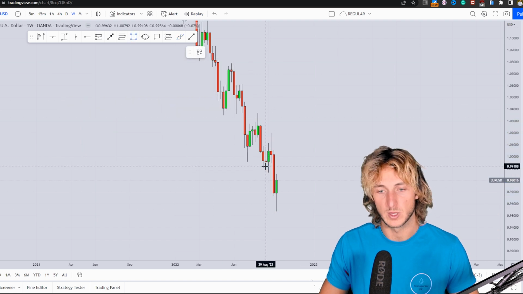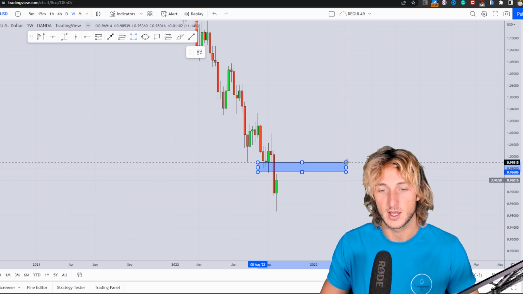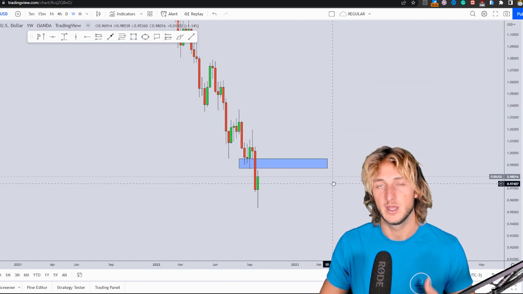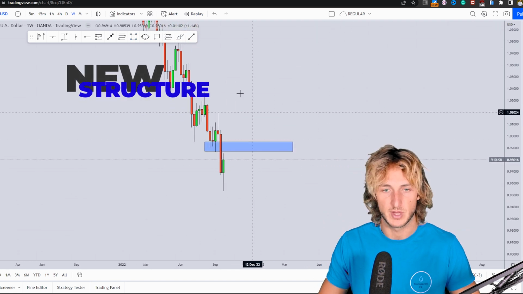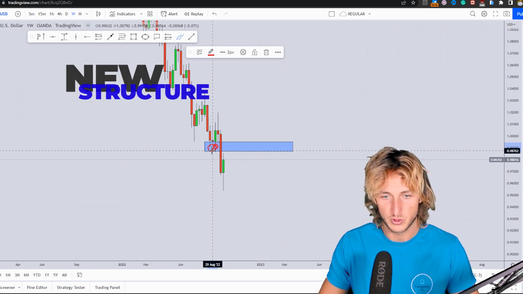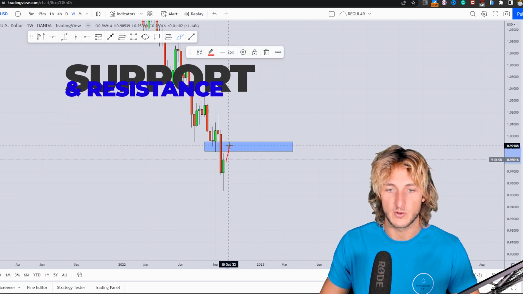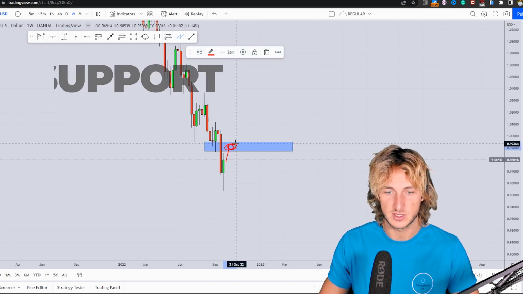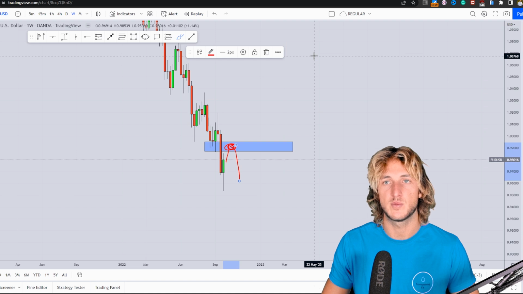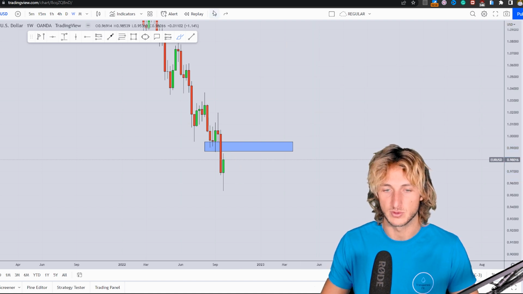And now what we can notice is that we have also broken below the previous low, therefore creating new structure, because as you know, previous support, once it is broken to the downside, is turned resistance. So in this case, if we get a retest of this previous support and resistance, there is definitely the possibility to see the market reject this level to the downside.